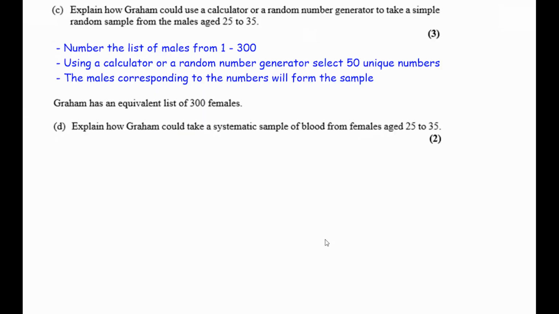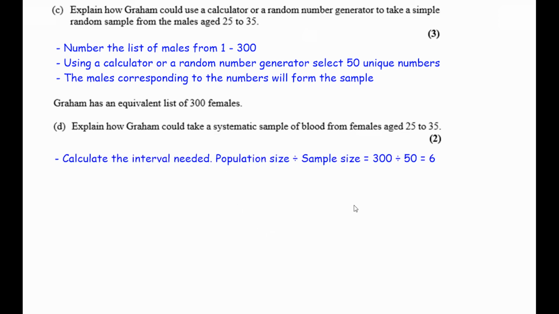For the 50 male blood samples that Graham wants to collect. Okay, so Graham has an equivalent list of 300 females. Explain how Graham could take a systematic sample of blood from females aged 25 to 35. Okay, so assuming that Graham still wants his sample of 50. Firstly, we're going to calculate the interval size needed. We can do that by taking the population size, 300, divided by the sample size, 50, and that leaves us with an interval size of 6.